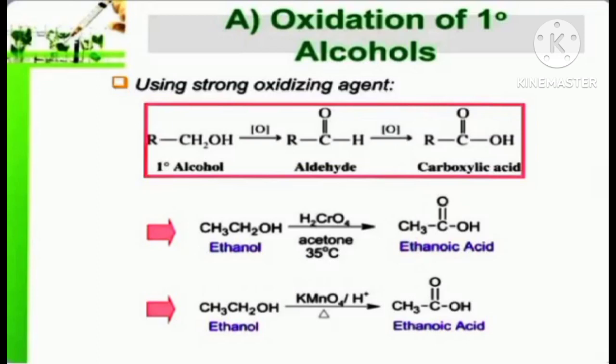Another strong oxidizing agent, ethanol added KMnO4, H plus, or potassium permanganate with using heat, a triangle shape below the chemical equation, and this will become a carboxylic acid called ethanoic acid.